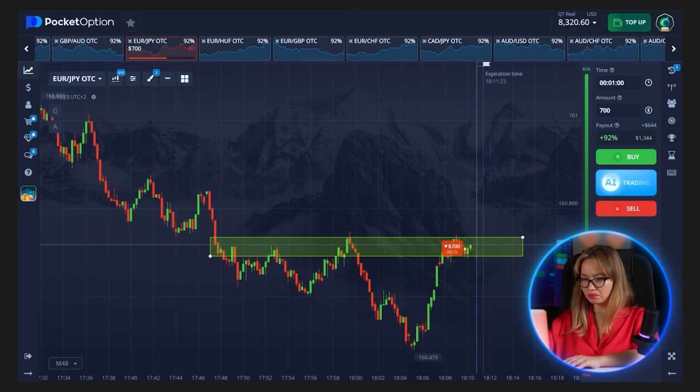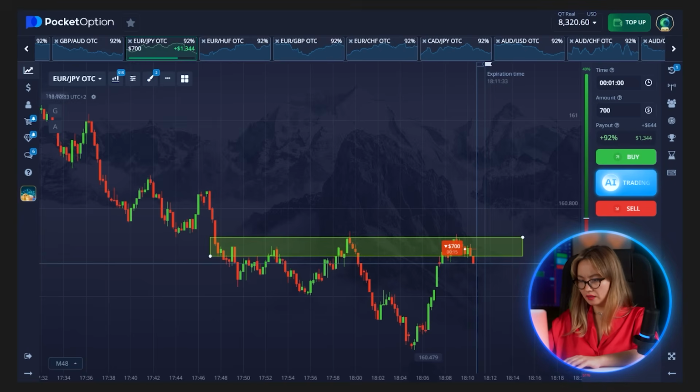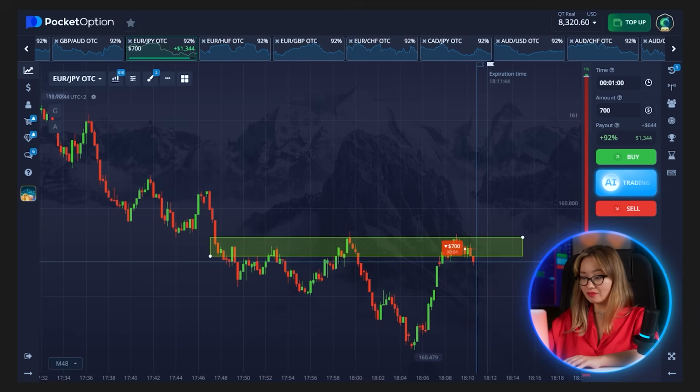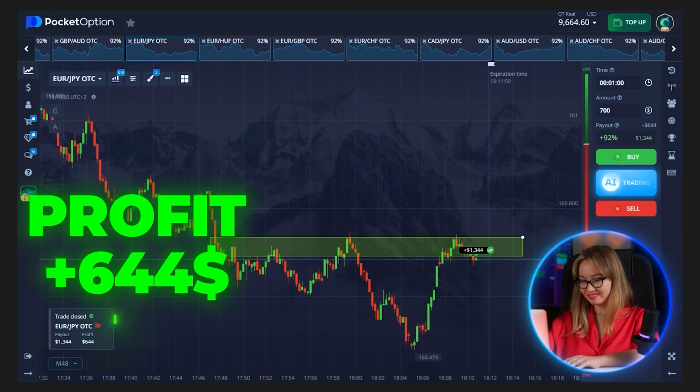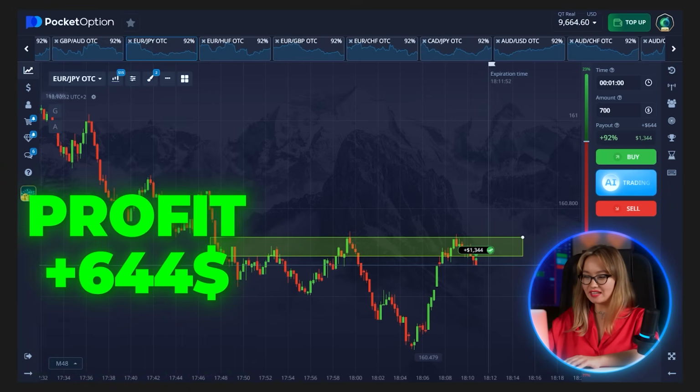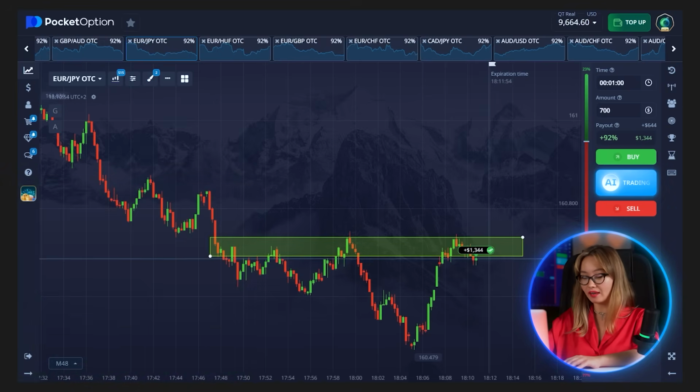Plus, in this zone, buyers and sellers are battling it out. This will end soon. Yes, it's going down. Perfect. Just a few more seconds, and we will close this trade in profit. Yes, great. I think that's enough to demonstrate how to trade along the trend.